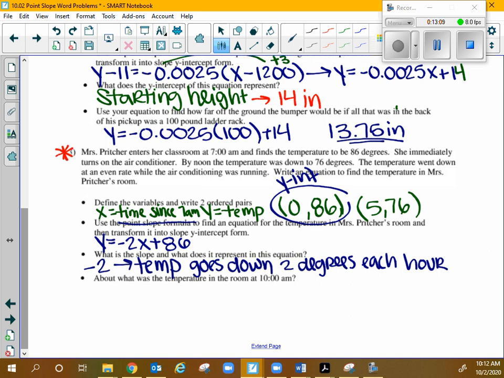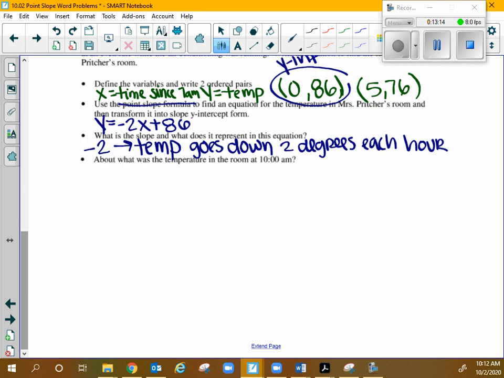So what was the temperature in the room at 10 a.m.? What do I need to figure out here? 10 a.m. So what would x be at 10 a.m.? 3, because that's 3 hours after she turned on the air conditioning. So where is that going to go? Replace the x, right? So y equals -2 times 3 plus 86. So -6 plus 86, 80 degrees.